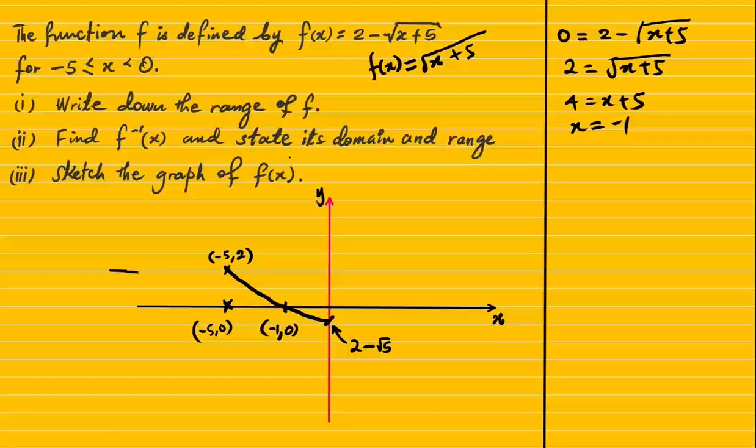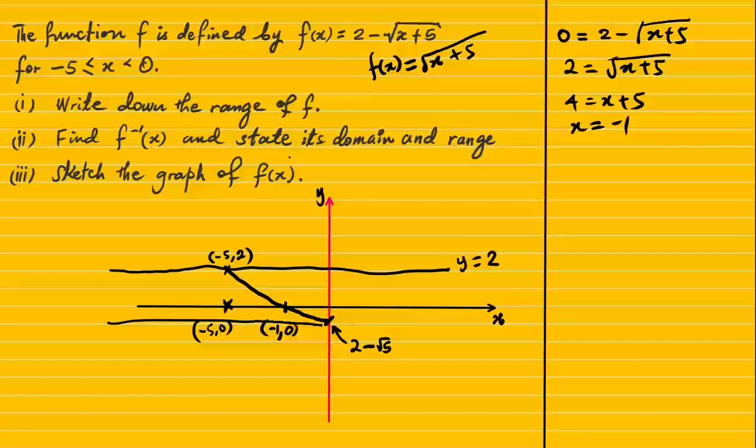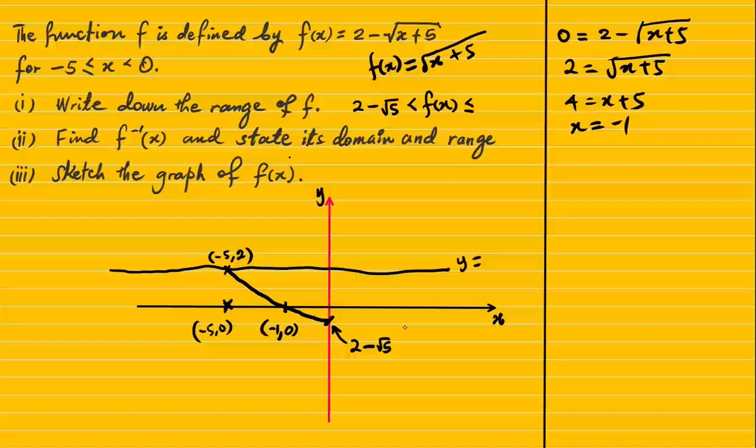So if you look at it, the highest value for y is 2, as y equals 2, and the lowest value is 2 minus root of 5. Okay, so the range, if I'm going to write it down, would then be the lowest value first, which is 2 minus root of 5, is strictly less than f of x, and that is less than or equal to the highest value, which is 2. So that should be the range.